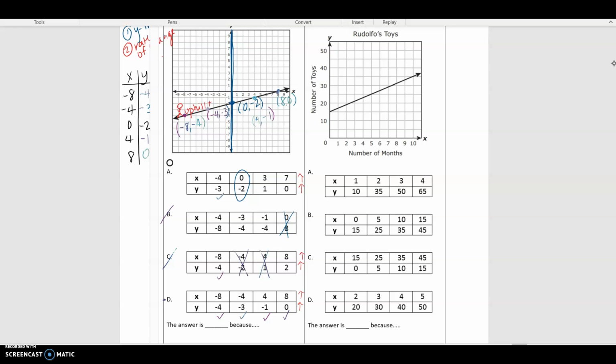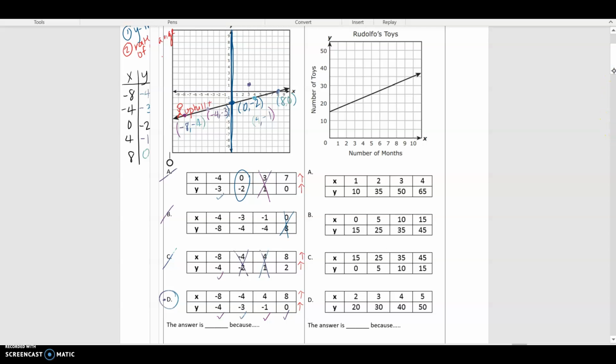I haven't yet eliminated A. So let me try 3. It says 3, 1. Well, the line's not going through that point, so it's not A. So we found our answer with D. That one took us making a table and matching points on the line to the table.